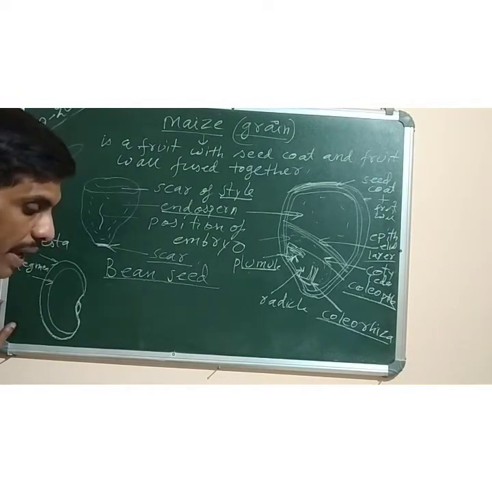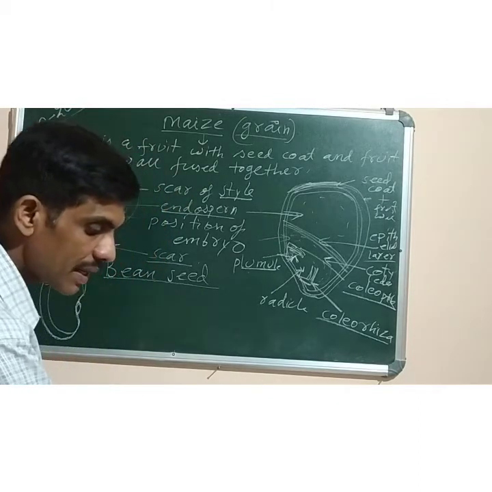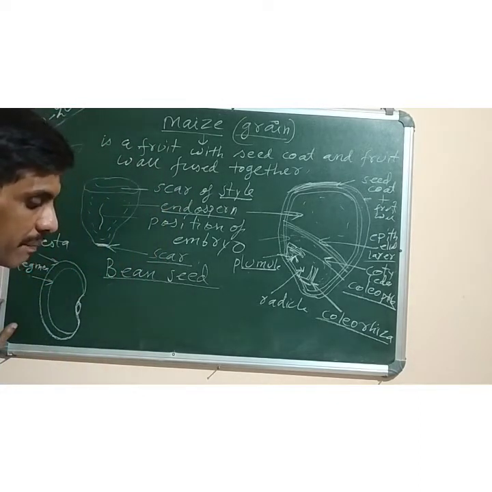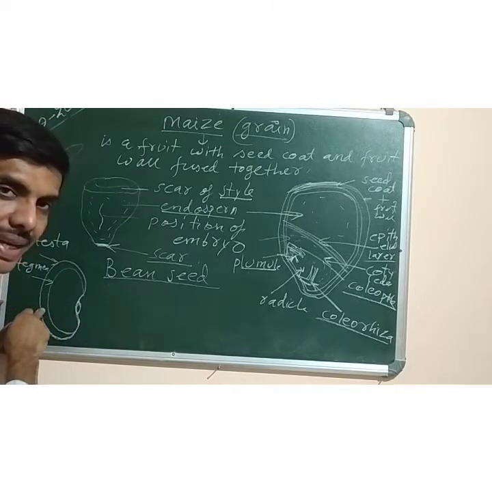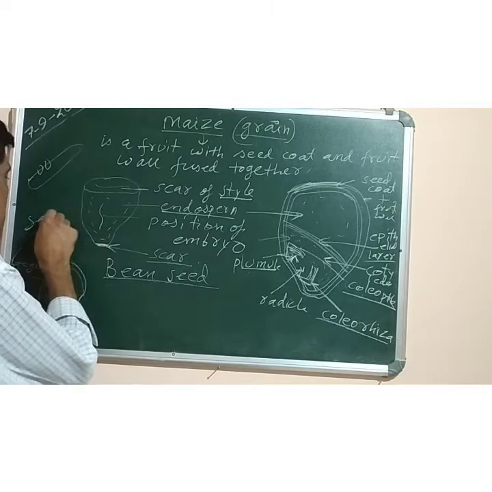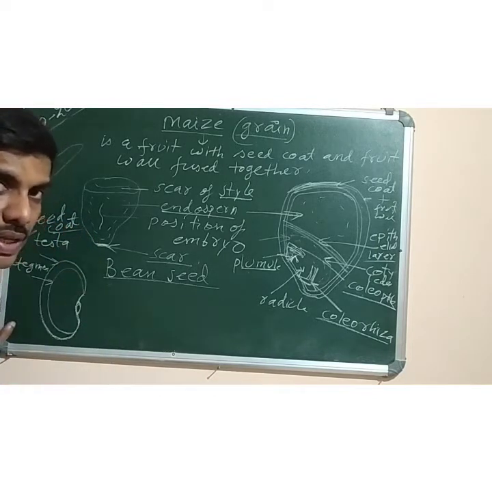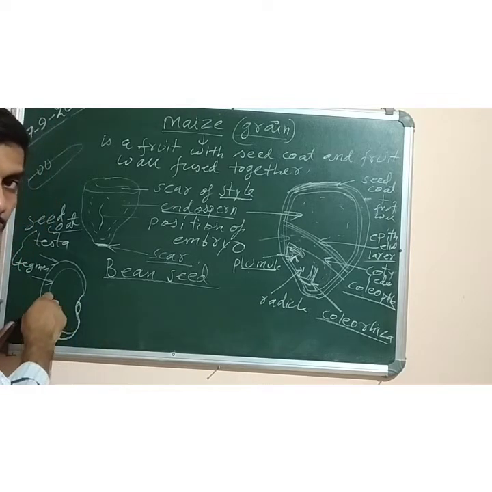Okay? Then next, the seed coat protects the delicate inner part of the seed from injury and from attack of bacteria and insects. That is the function of seed coat. Both of them are part of seed coat. So if asked what is the function of seed coat, it protects the seed from bacteria and from injury.